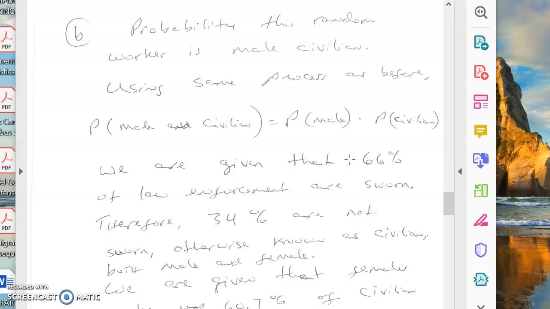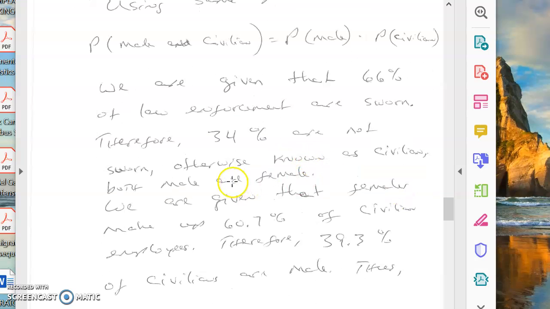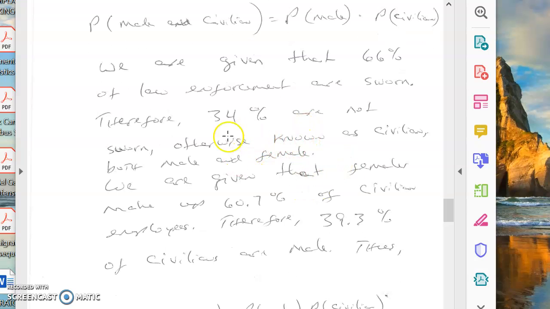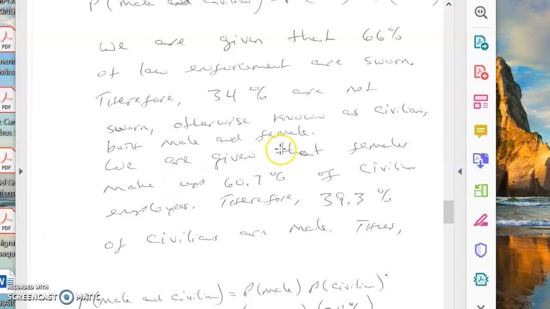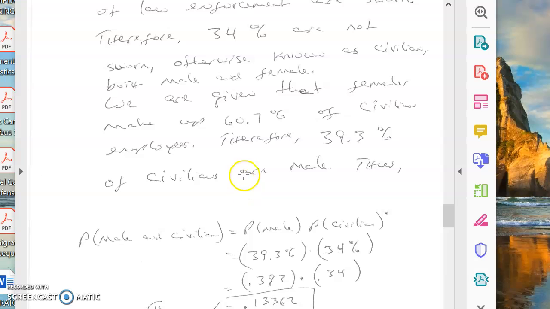But we're not given that exact information up above, in the given part. Okay, so we're given that 66% of the law enforcement are sworn. Therefore, 34% are not sworn. They're otherwise known as civilian, both male and female. So 66% are sworn, therefore 34% are not sworn. We're also given that females make up 60.7% of all of the civilian employees. Well, if 60.7% are female, then it must be true that 39.3% of the civilians are male.